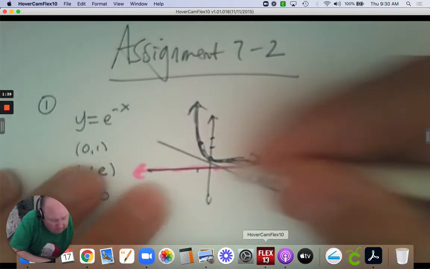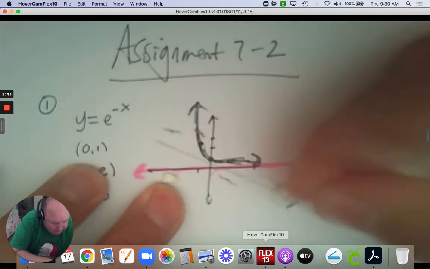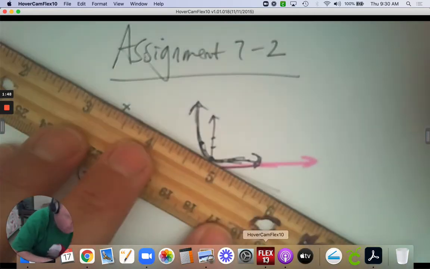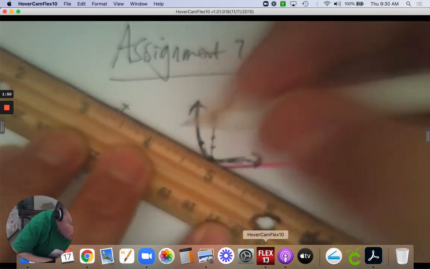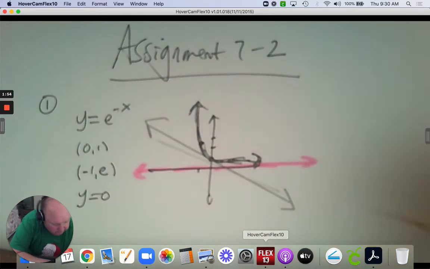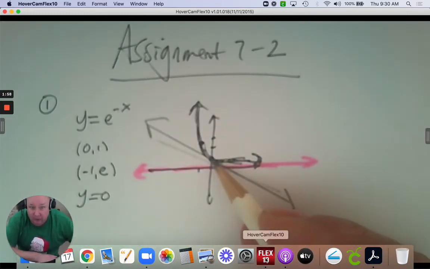Oh, that one's kind of off. I was trying to look at it a little better. Let me see if I can do a better job. That's a better job. Okay, so that line there touches the point only at 0, 1. That's called a tangent line when it touches at one point.